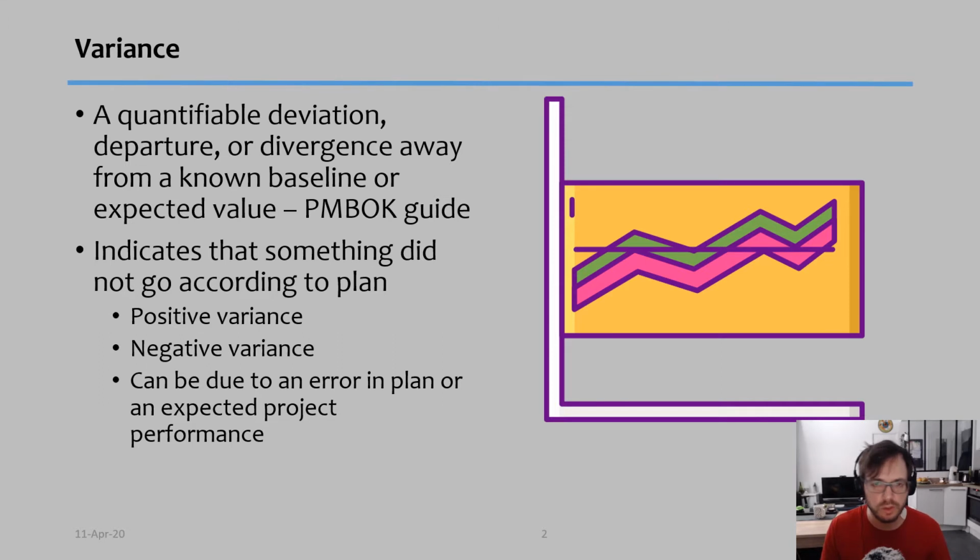Okay, so I'll go into the calculation later on, but it's important here to express that variance means that something did not go according to plan. Now, there are two different types of variance: positive variance, which is good, and negative variance, which is obviously bad. Variance does not necessarily mean that it's always reality. Sometimes there are mistakes in the calculations. But variances typically occur for two main reasons: either because it's an error of planning, in other words, a human mistake, or it's really something that happened, like an unexpected project performance that affected our baseline plans.